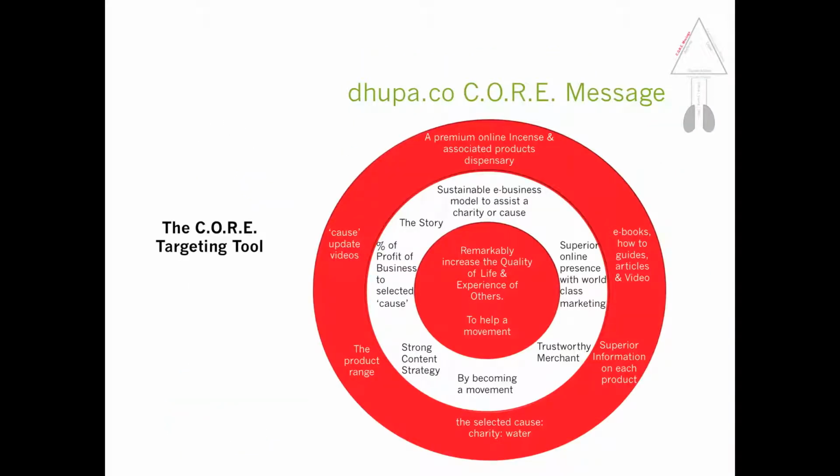So using the core targeting tool, this is a pictogram, so to speak, that we work through. It's an exercise developed by Simon Sinek. He wrote a book called Start With Why. And basically, we go through these concentric circles, starting from the middle and working our way out. So basically, the fundamental question, the center circle, is why is the business going to exist? So the answer to that is to remarkably increase the quality of life and experience of others. Now, that's a big dream for an online retailer, but we'll get there and I'll show you how.